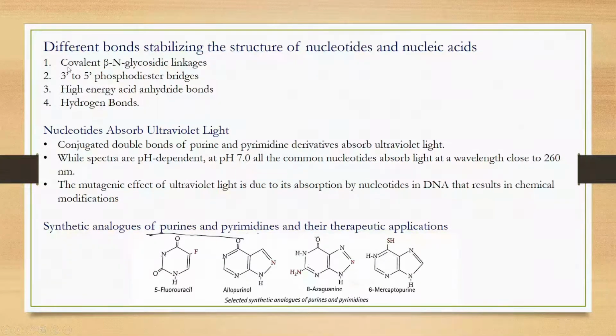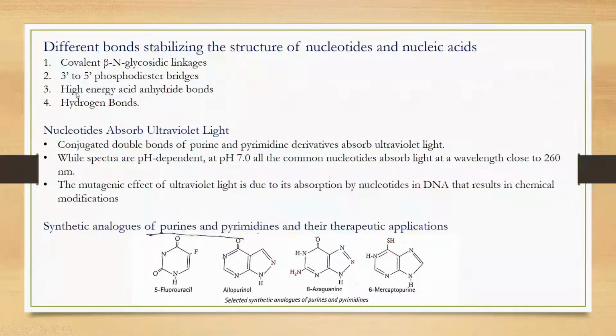So now we look at the different bonds stabilizing the structure of nucleotides and nucleic acids. We have seen the covalent beta glycosidic linkages that occur between the C1 of ribose or deoxyribose and the N9 of purine or N1 of pyrimidine, forming the respective nucleosides. Then the 3',5' phosphodiester bridges form, where the phosphate group of a nucleotide is linked to the sugar of the adjacent nucleotide through these phosphodiester bridges.